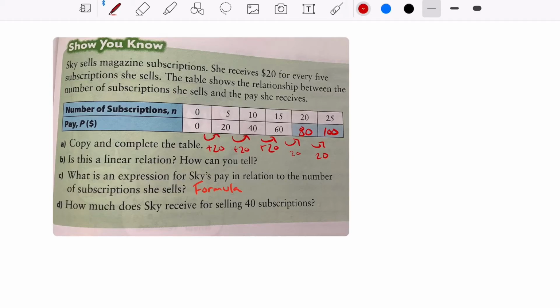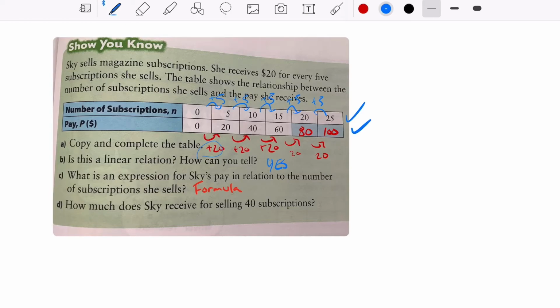Okay, is this a linear relation, and how can you tell? Well, the top went up by 5 every time. So that was good. And remember that it doesn't necessarily have to go up on the top by the same. You'd have to graph it to check. But both of them do go up by the same amount. The bottom goes up by 20 every time. And so because of that, we're good to go. So the answer is yes, this is a linear relation because they both go up by the same.